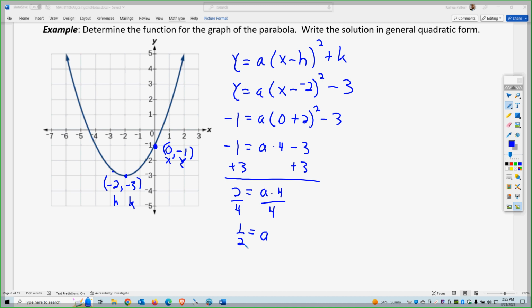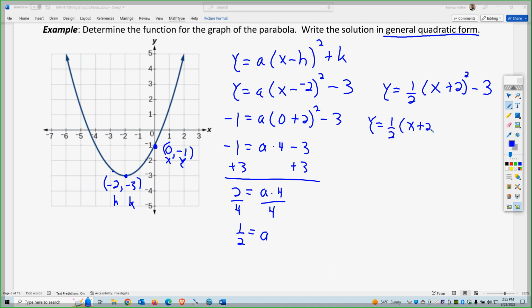That's asking for a general quadratic form equation, right? So I have y equals, my a value is 1/2, (x plus 2) squared minus 3. Okay, so that is the function, but it's not in general quadratic form. So I'm going to multiply it out now.